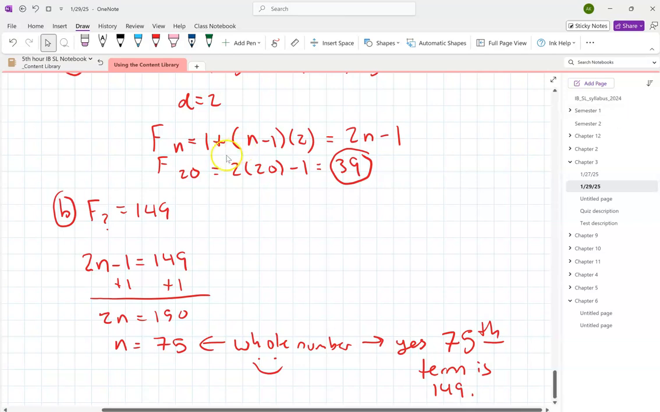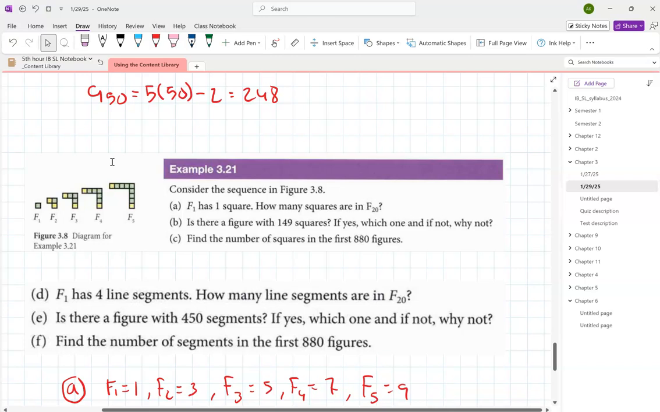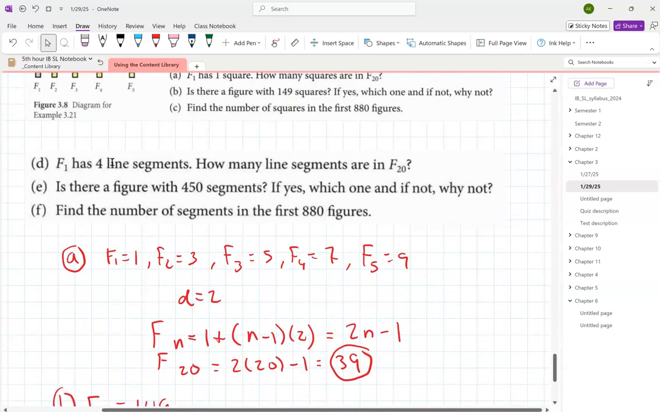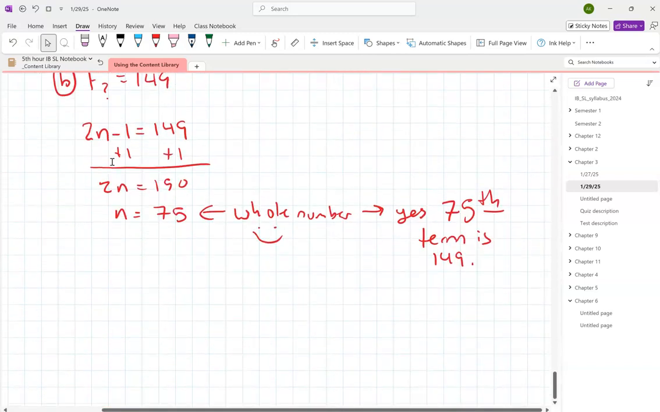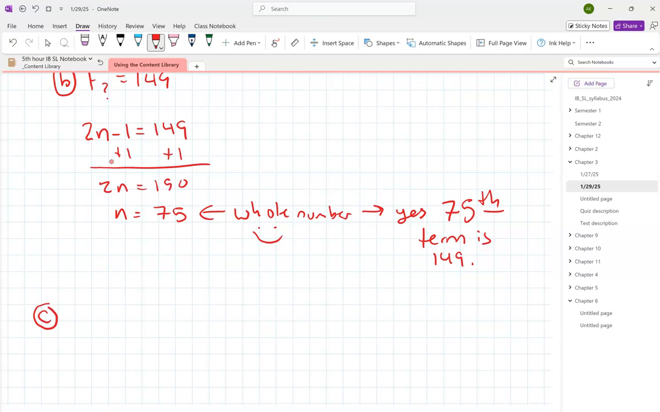Okay, part C says, find the number of squares in the first 880 figures. So that's going to be a sum of the first 880 figures.